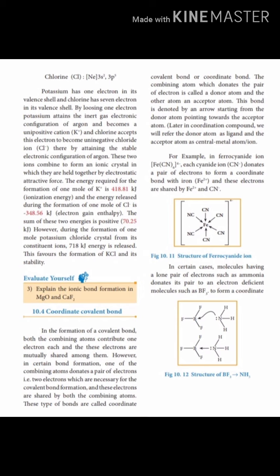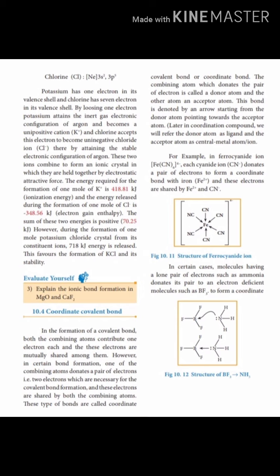Let us consider the formation of potassium chloride. The electronic configurations of potassium and chlorine: potassium is argon 4s1, and chlorine is neon 3s2 3p5. Potassium has 1 electron in its valence shell and chlorine has 7 electrons in its valence shell.